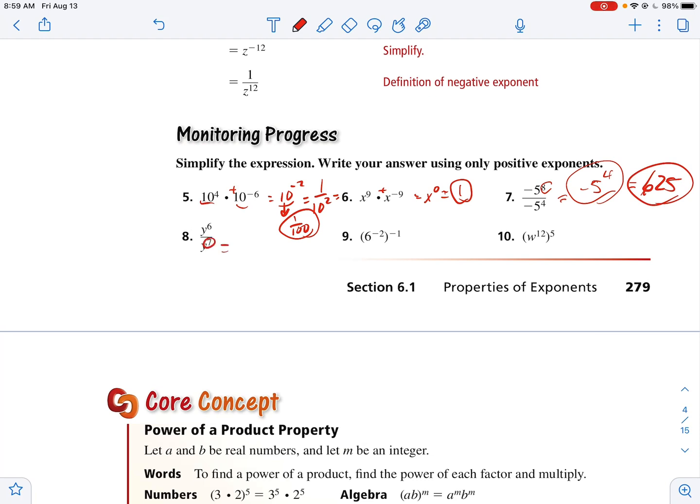The 7 is bigger, so it's going to be 1 over. The y is going to end up on the bottom. 7 minus 6 is 1. We're going to multiply those. Negative times negative makes positive. 2 times 1 is 2, which is 36. We're going to multiply those, which is w to the 60th.